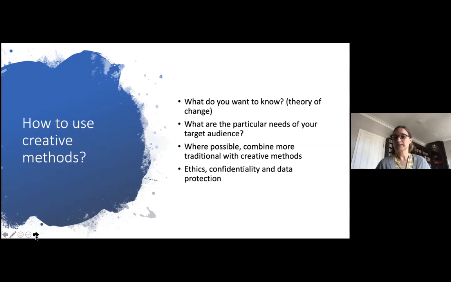Obviously, confidentiality is a big point, making sure that people feel they can be open because their responses remain confidential. They should be given the opportunity to give their informed consent, so they've had information up front about what the activities are, what you're looking to find out, and how you're using the data, so that they're clear about that and can make an informed decision to be involved. And then data protection, obviously, is key.